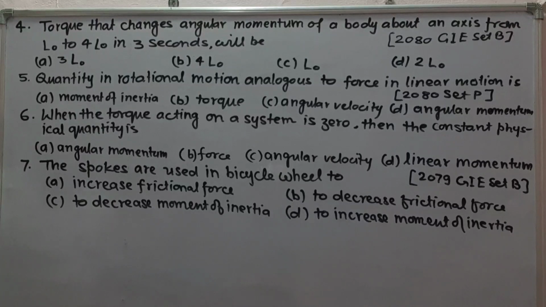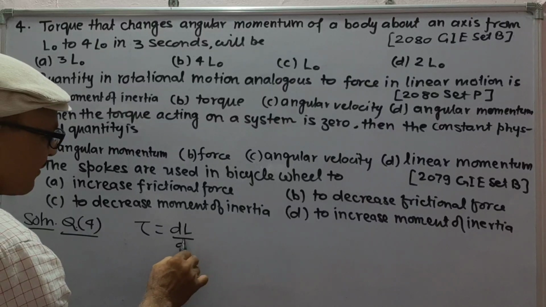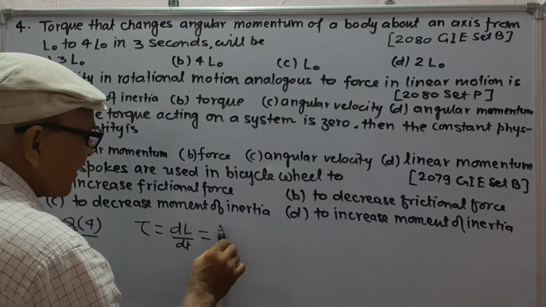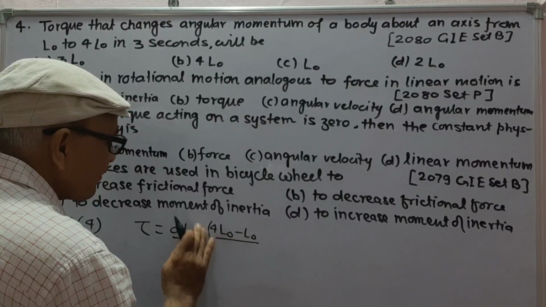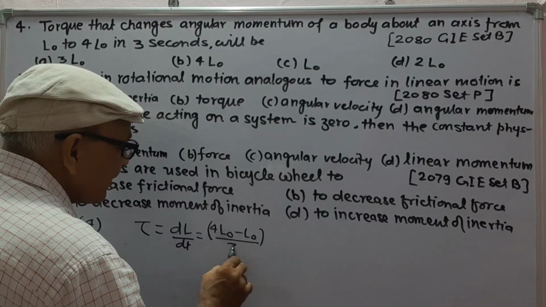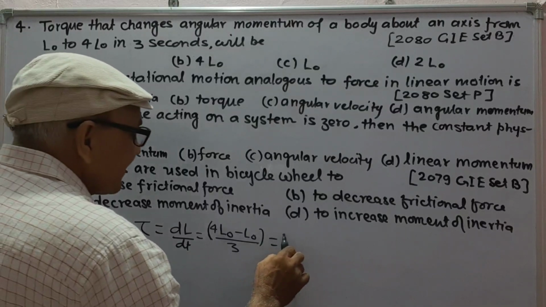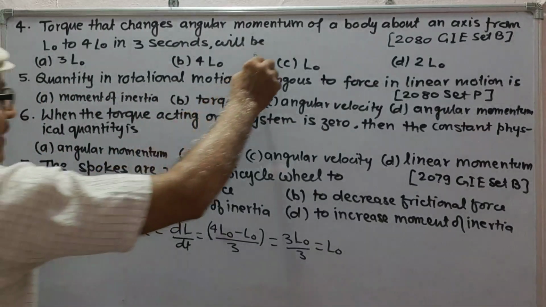Next question number 4. The question is, torque that changes angular momentum of a body about an axis from L0 to 4L0 in 3 seconds will be. Solution to question 4. We know torque is rate of change of angular momentum. So it will be final angular momentum 4L0 minus initial angular momentum L0 upon time taken, which is 3 seconds. So it is 3L0 upon 3, means L0. So the correct option will be C.